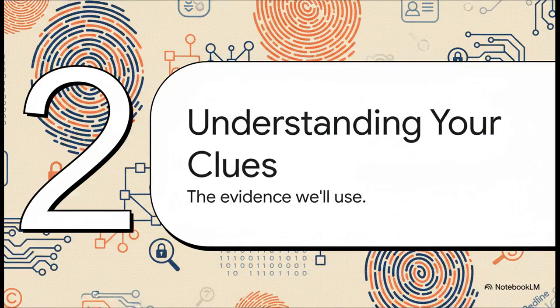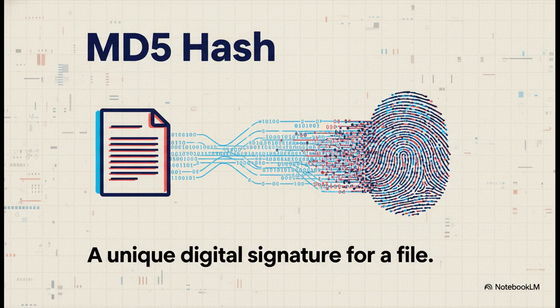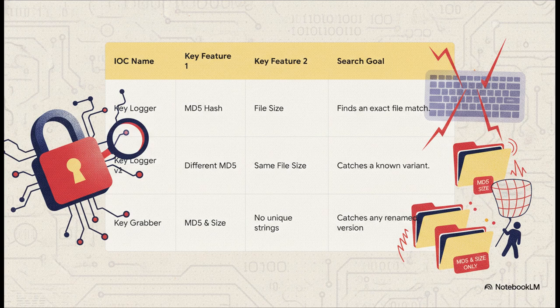So what do these digital fingerprints actually look like? Well, before we can use them to crack the case, we really need to understand the evidence we're working with. One of the most powerful clues you can have is a file's unique digital signature, and that's known as an MD5 hash. Every single file has one. So if you know the hash of a malicious file, you can find it anywhere, no matter what it's been renamed to.